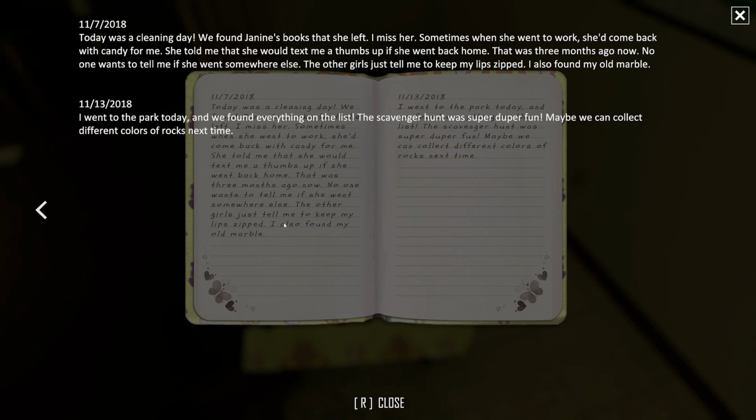13th of November. I went to the park today and we found everything on the list. The scavenger hunt was super duper fun. Maybe we can collect different colors of rocks next time.